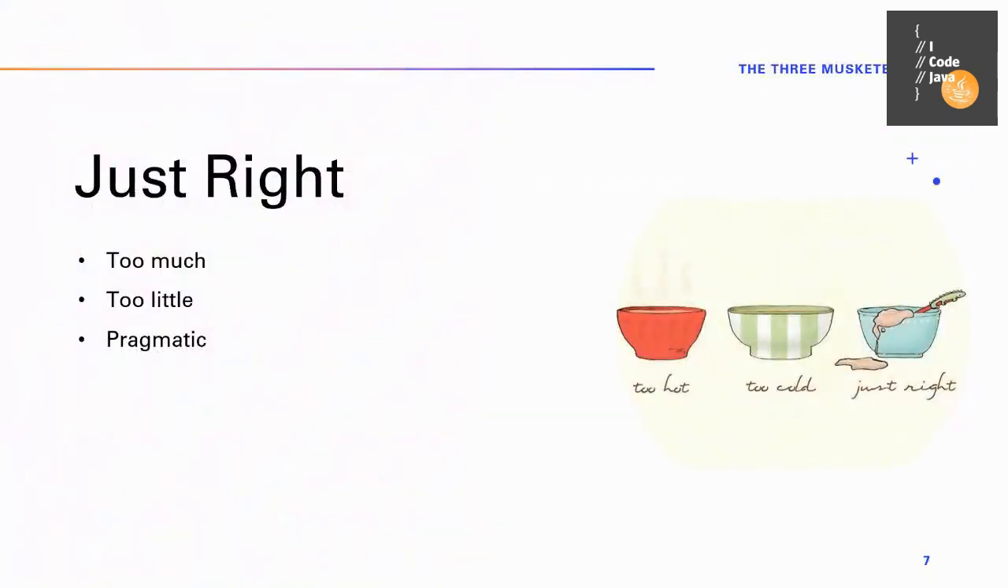So, just right. We could spend probably hours and weeks and months and years fine-tuning this application to be the most performant application. But that could take way too much time. So what we want to do is we just want to find just right. We don't want to have too much memory. We don't want to have too little memory. We just want a pragmatic approach. Something that's good enough. Something that's not going to take us years and years to try and refine.